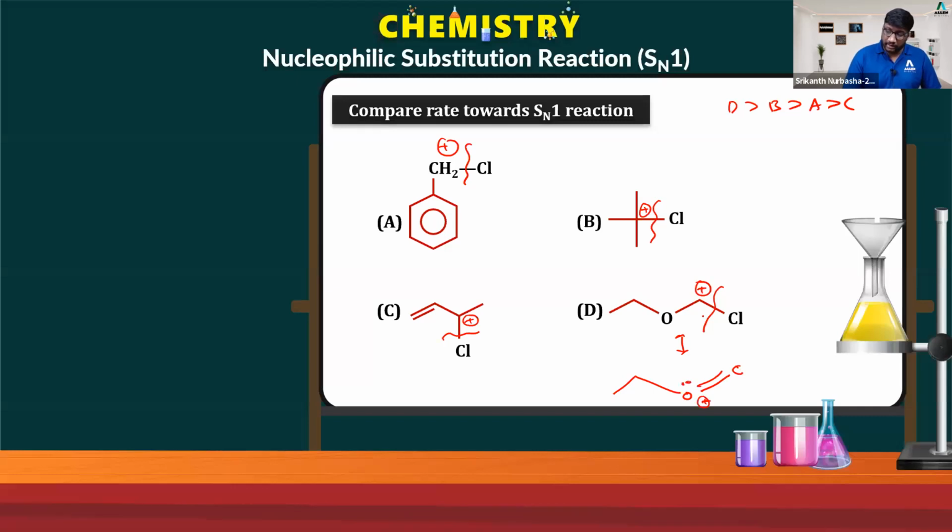In compound D, if you try to write the resonating structure, the resonating structure will have a complete octet for all the atoms. Because of that, D is ultimately stable. Then tertiary butyl carbocation, benzylic, allylic. So after D, you have B, after that A, after that C. This is the right order. Very good.